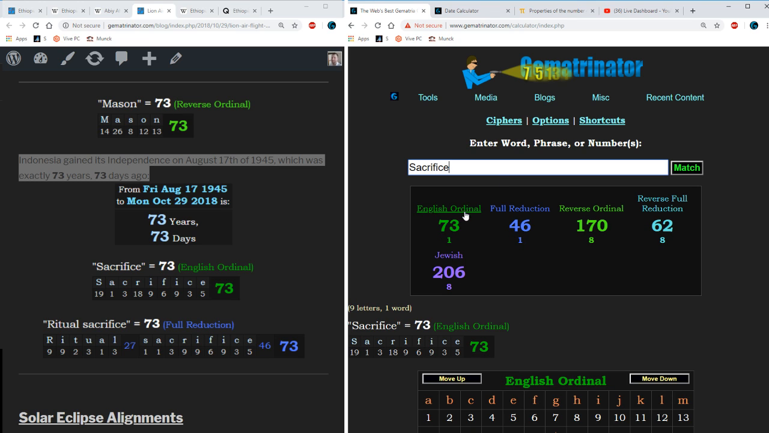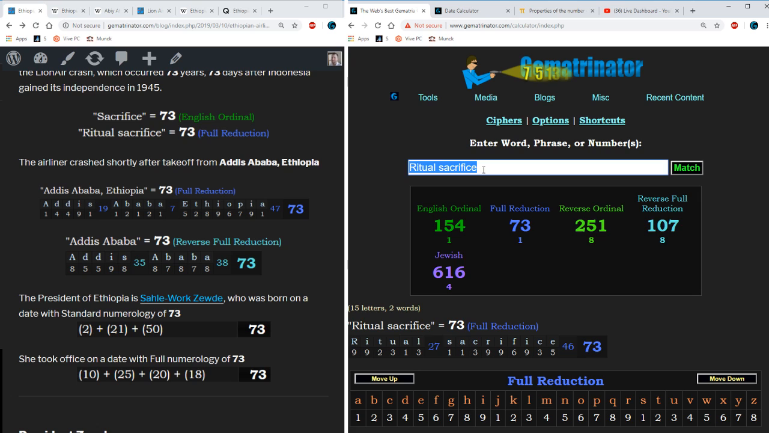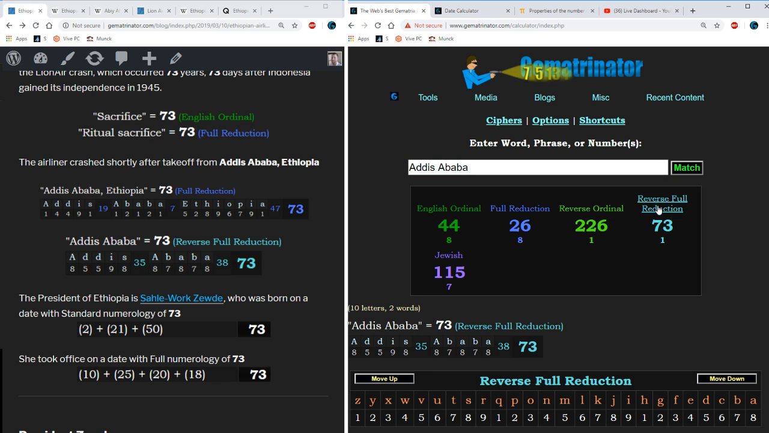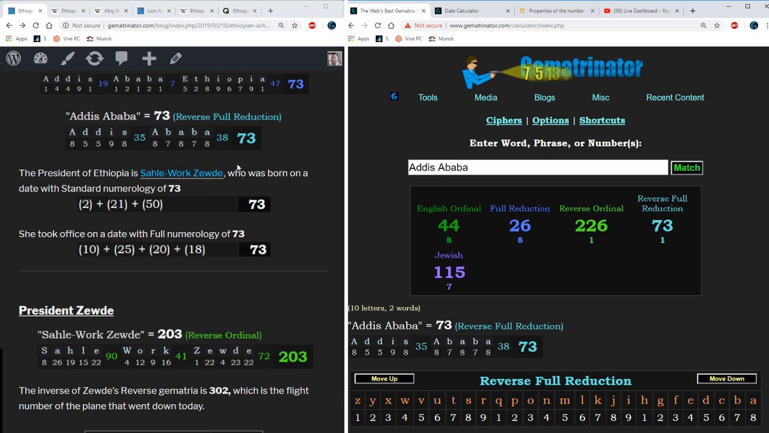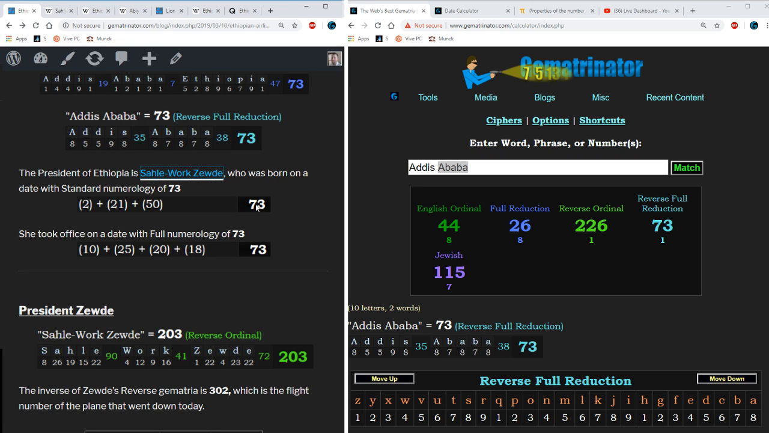Both the words sacrifice and ritual sacrifice sum to 73. This plane crash took place in Addis Ababa, Ethiopia, or at least that's where the airport is. Notice how this sums to 73 in reduction. Also, Addis Ababa itself in reverse reduction, 73. And this brings us to the president of Ethiopia. Her name is, I don't know, Sally Work Zood, if that's how it's pronounced. Anyway, she was born on a date with standard numerology of 73, and when she took office last year, that date had full numerology of 73.